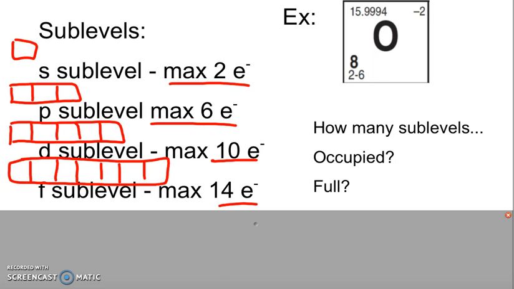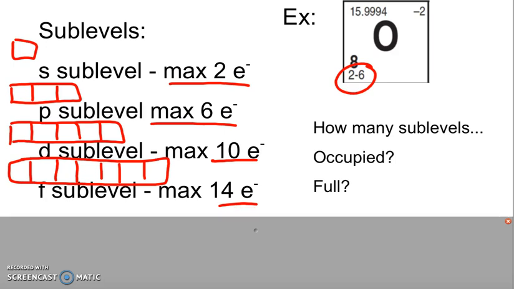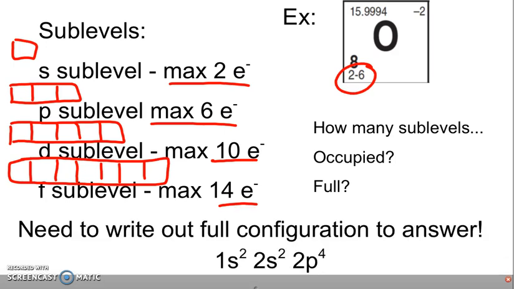Now the question is, how many sublevels? Still working with oxygen, 2-6. You can't really tell just by looking at the shell diagram how many sublevels are occupied or full. So what you need to do is write out the full configuration to answer. So 2-6: these 2 are the 2 electrons in the 1s. Those 6 electrons are spread out over the 2s and 2p. There are 2 in the 2s, and the remaining 4 are in the 2p.